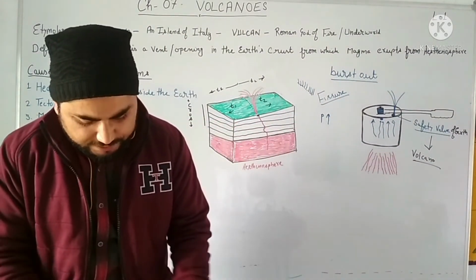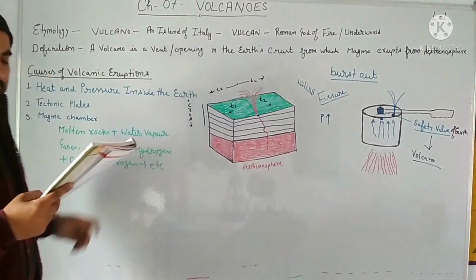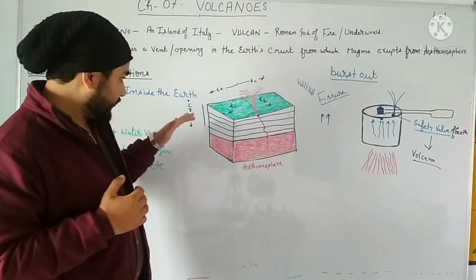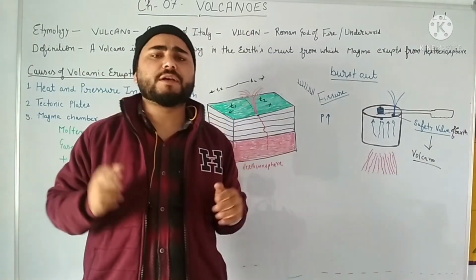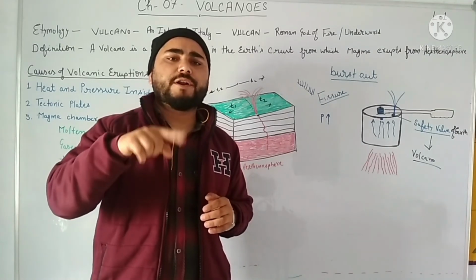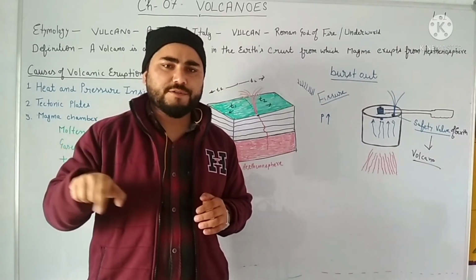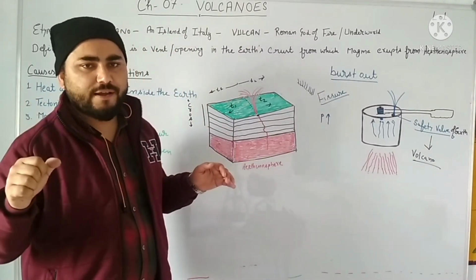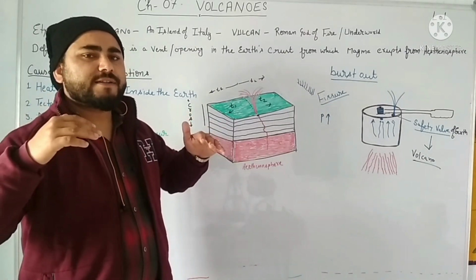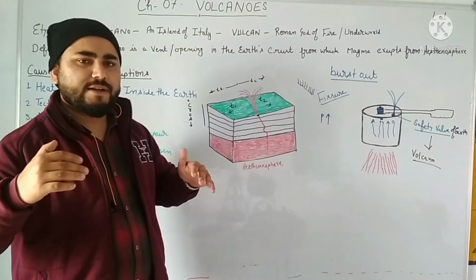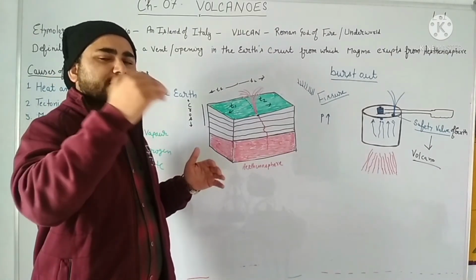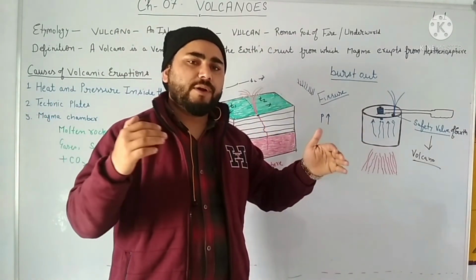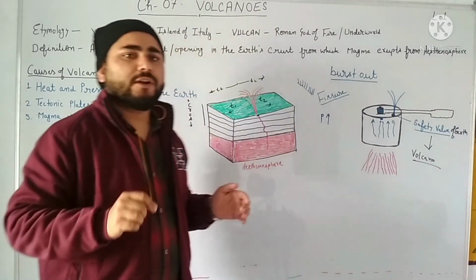Then plate tectonics. Most volcanic eruptions take place near plate margins. Plate margins means plate boundaries. Most of the volcanoes take place on the Pacific Ring of Fire. In the Pacific Ocean we have the Pacific tectonic plate, the North American and South American tectonic plates, the Pacific plate and the Indo-Australian plate, and the Pacific plate and the Eurasian plate. At the boundaries of these plates, the volcanic eruptions take place.